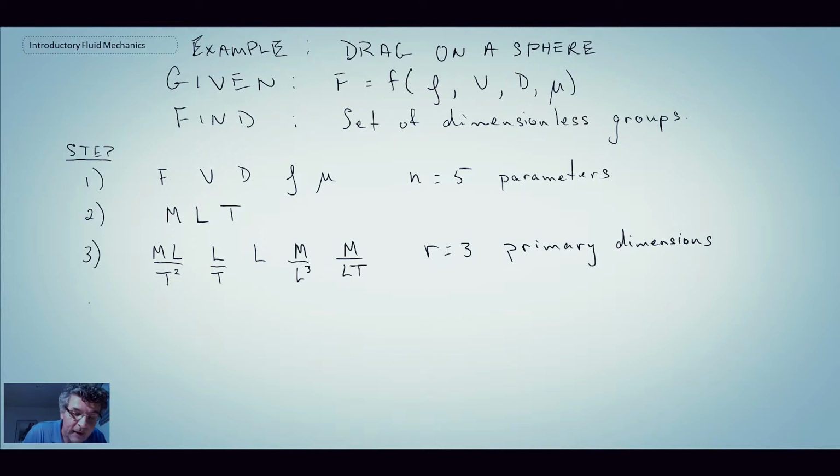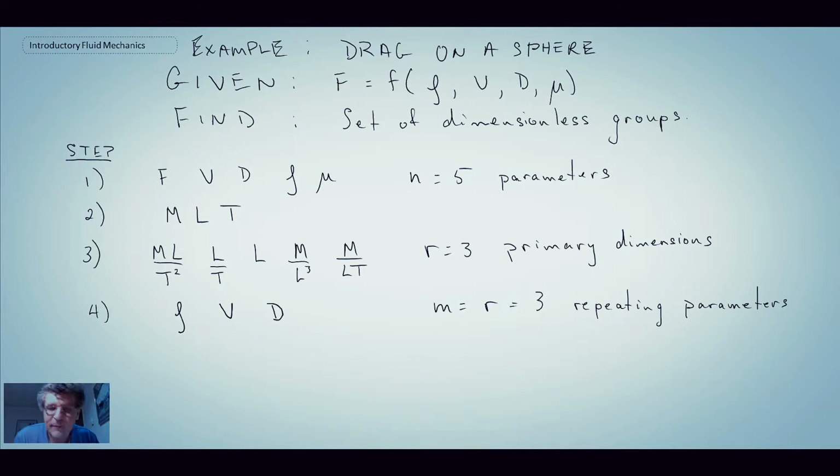So with that, step 4 is to come up with repeating parameters, and we should have m equals r equals 3 repeating parameters. And these are parameters that will reappear in our different non-dimensional groups that we come up with. And for fluid mechanics, quite often good ones to use are the density, the velocity, and the diameter. And people have done this over and over and over, and then they conducted the experiments. And so that's how they're able to know that these are good ones.